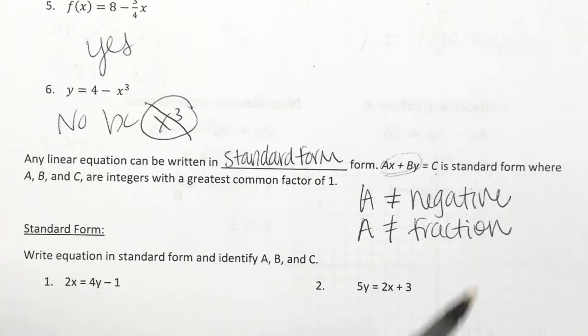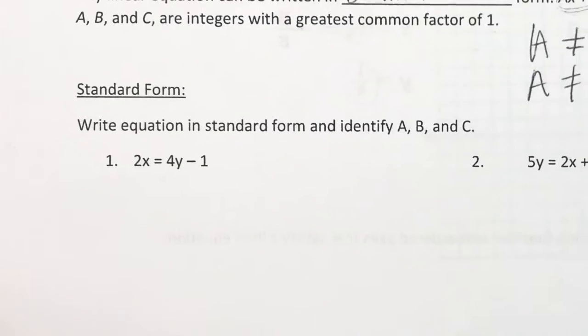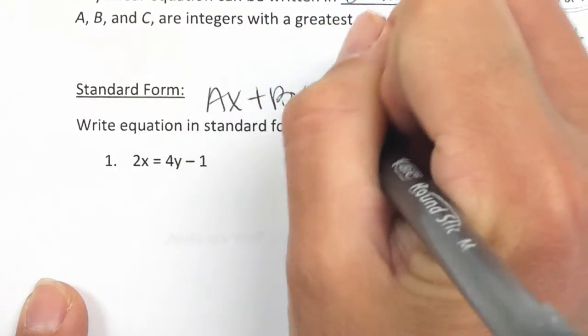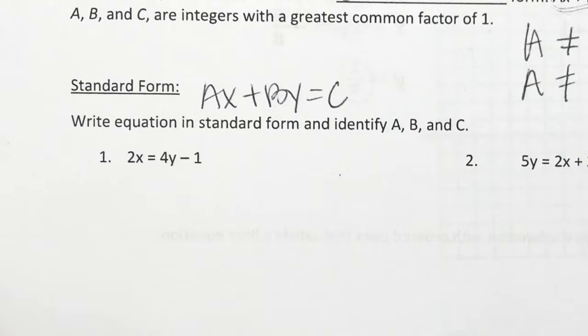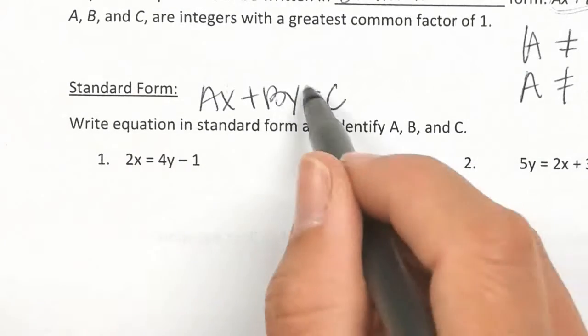So looking at number 1, is this in standard form? Why? I'm going to write standard form up here. Is it because there's not a variable by b? Because there's an x. x and y aren't on the same side. Good, Levi, because x and y are not on the same side. Again, x and y have to be on the left side. C has to be on the right side.